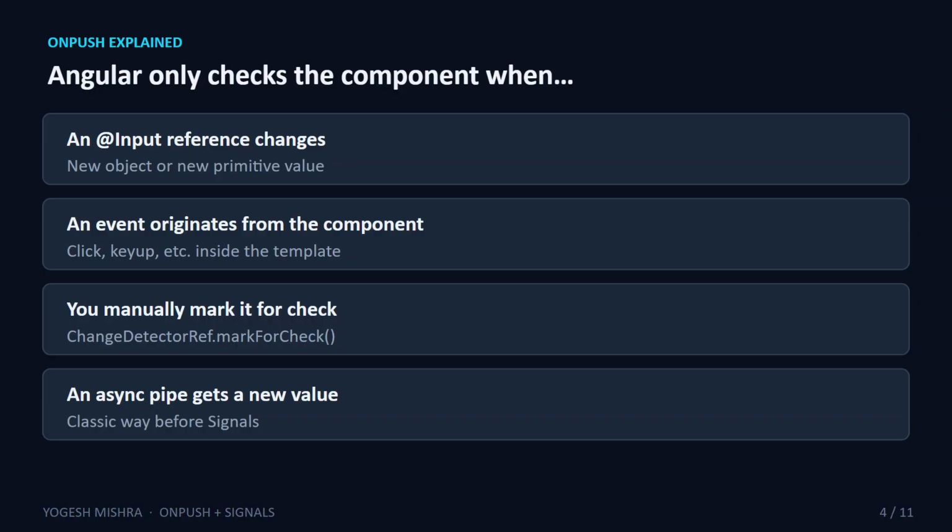OnPush changes this behavior. When you use OnPush, Angular only checks a component in a few specific situations. It checks the component when an input reference changes, when an event originates from inside the component, when you manually mark it for check, or when an async pipe receives a new value. In all other cases, Angular simply skips that component. This is the foundation of better performance.